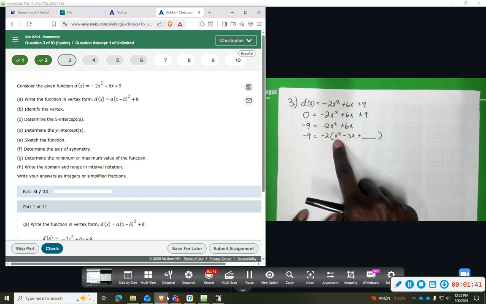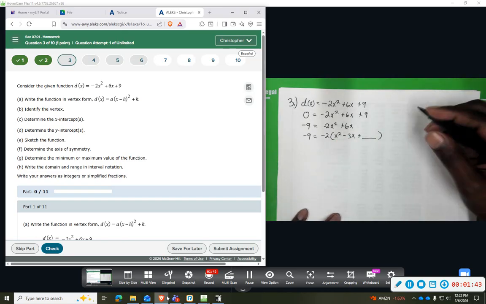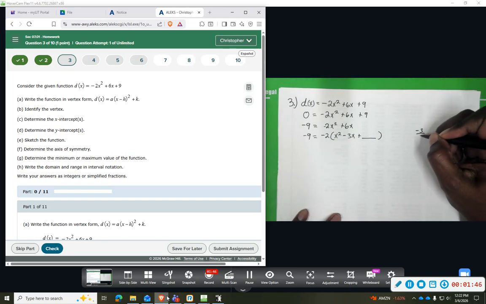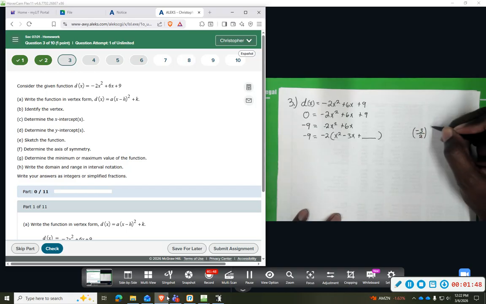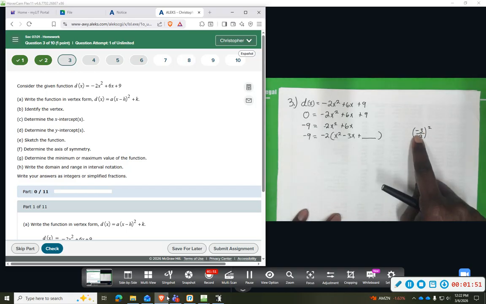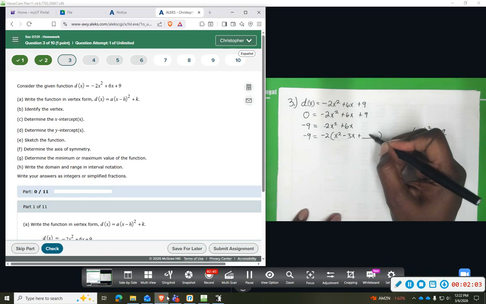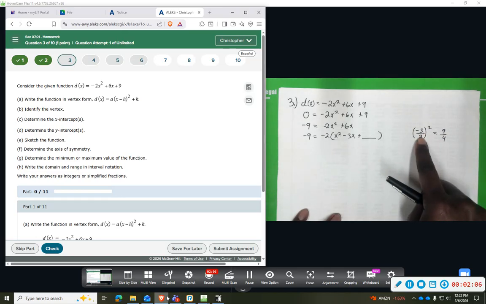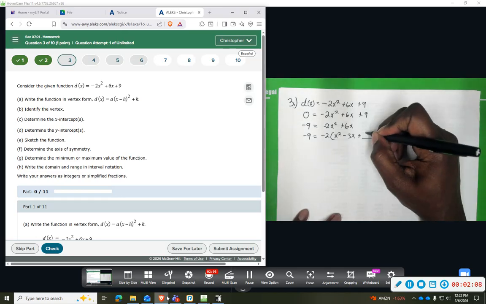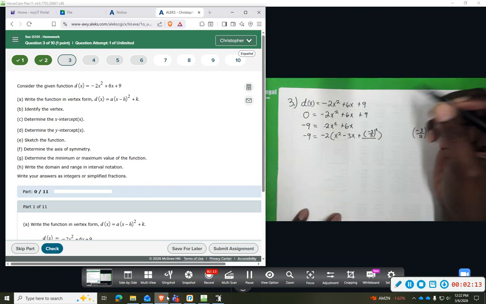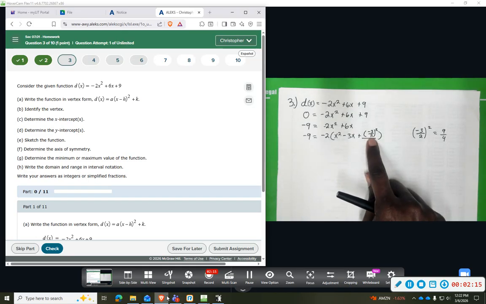So just like we talked about in the previous section, you take this middle term, divide it by 2, and then square it. Okay. So negative 3 divided by 2 squared is equal to 3 squared, which is 9, times 2 squared, which is 4. So in the parentheses, I'm going to put it as negative 3 over 2 squared, because I know I'm going to want to factor that. Okay, in the previous section, we only talked about finding this term.